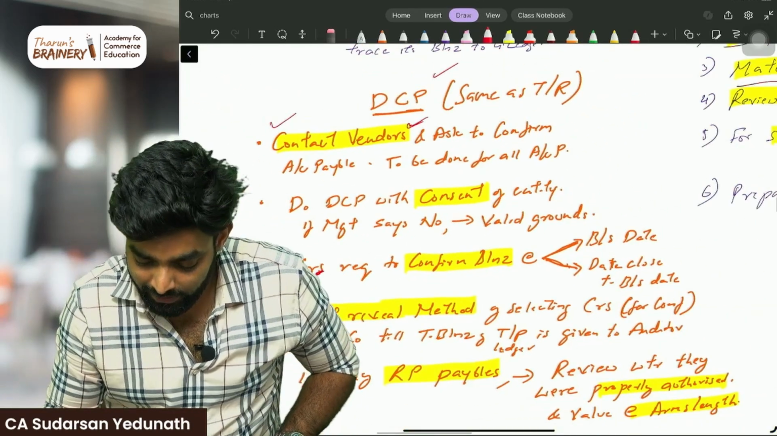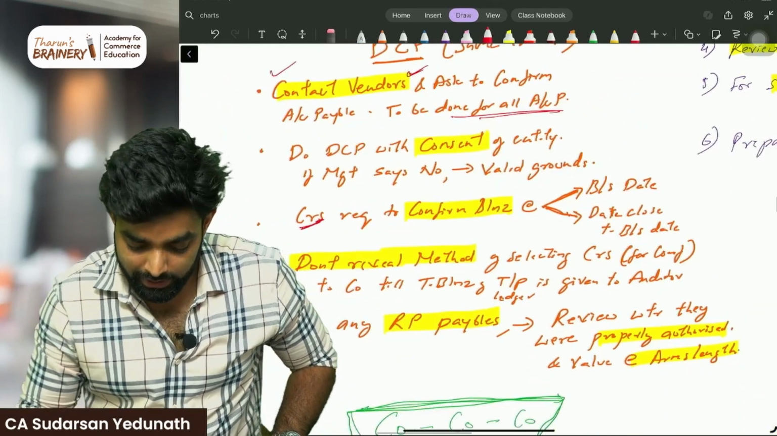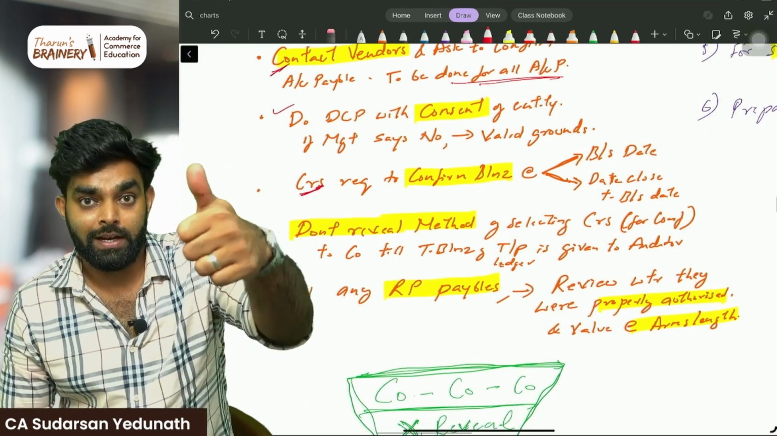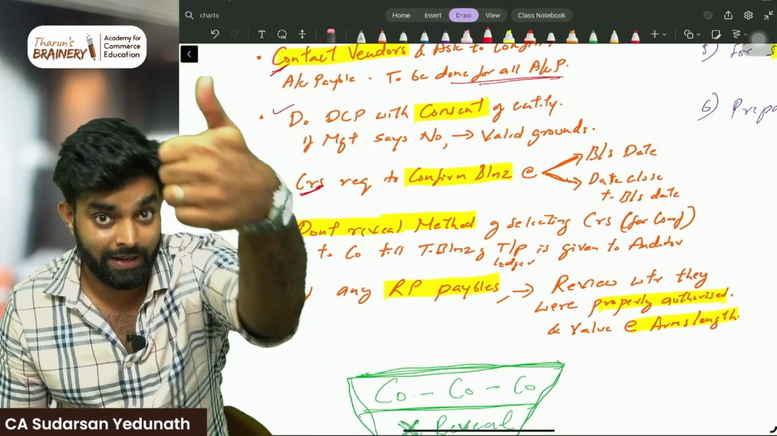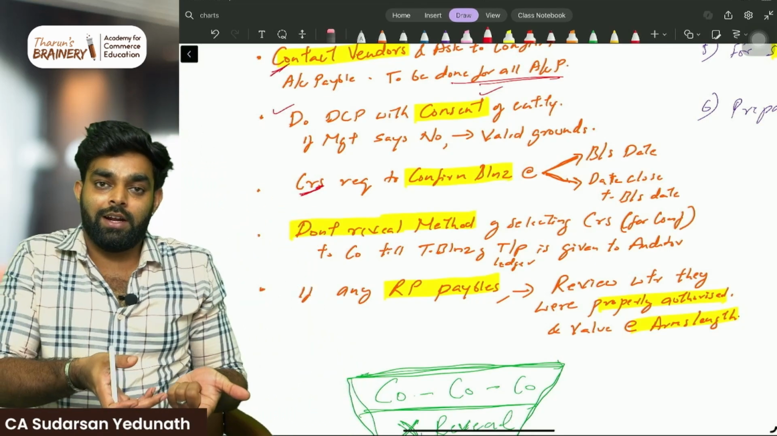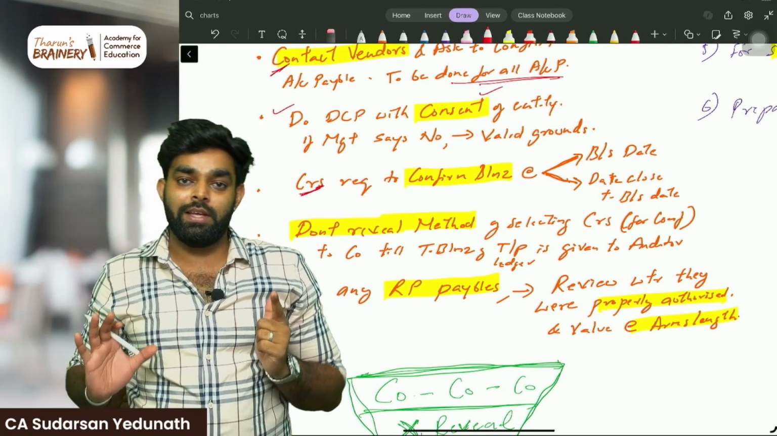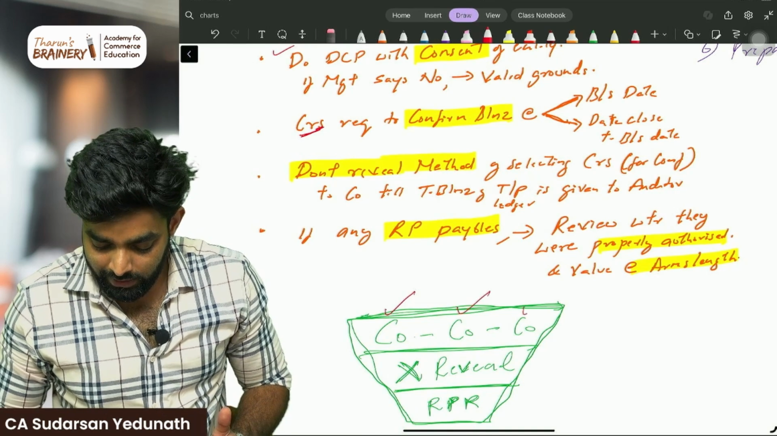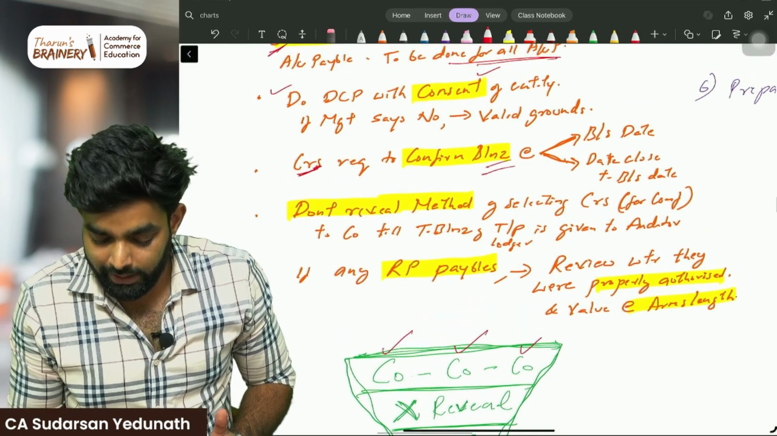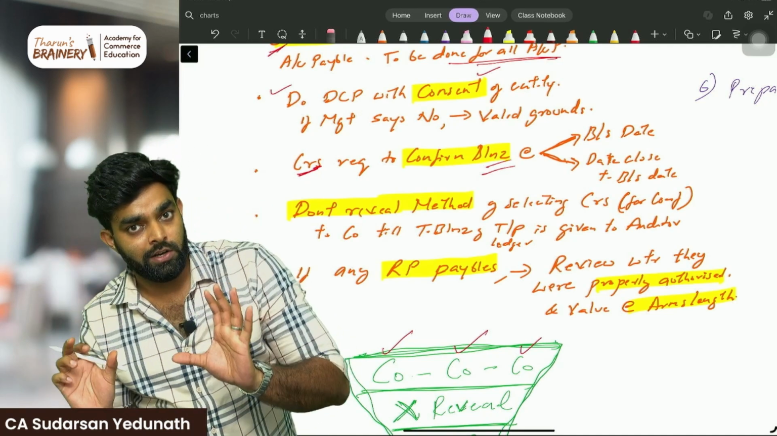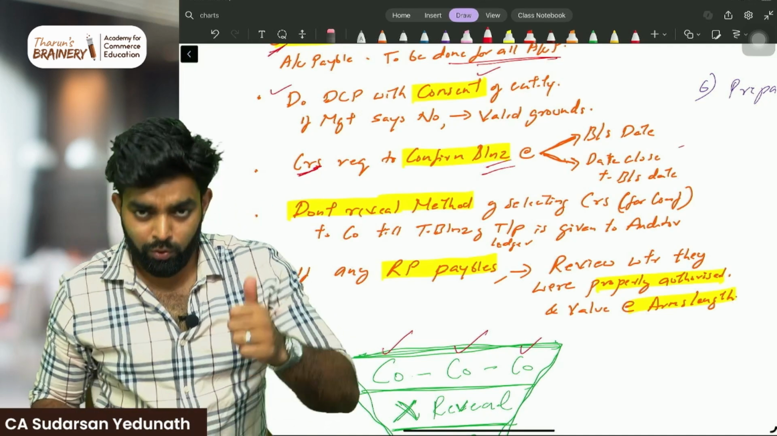Okay. Then this should be done for all the account payables. Then do direct confirmation. Same. First is contact customers directly in trade receivable. Here contact vendors directly. Then next is consent of the entity. Ensure that the direct confirmation process is done with the consent of the entity. Contact vendors directly, consent of the entity, confirm balances. Confirm the creditors' balance. You have to confirm it close to the balance sheet date or at the balance sheet date. Right? Same.